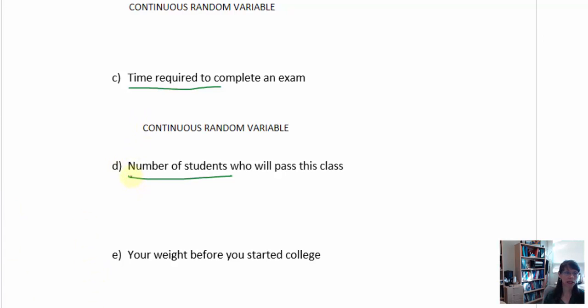Example D is number of students, and since students involves people, we're not going to have increments between people. So number of students is an example of a discrete random variable. Our final example is your weight before you start college. So weight, you could think of pounds, half pounds, ounces. So weight is going to have increments between the intervals that would make sense for the weight of a person. So weight is another example of a measurement, which is a continuous random variable.